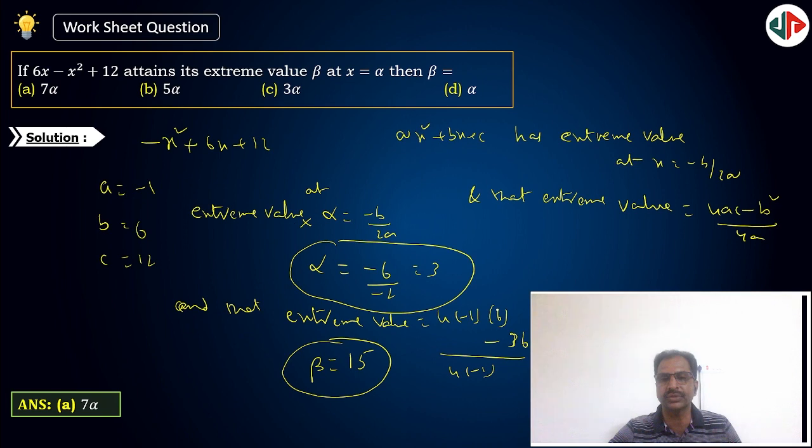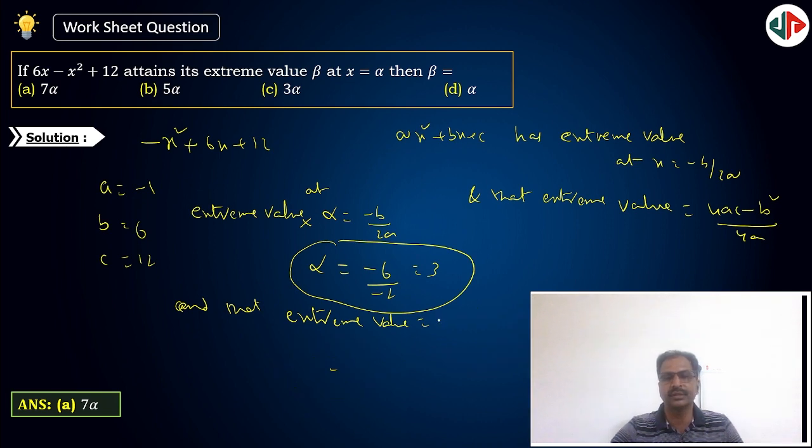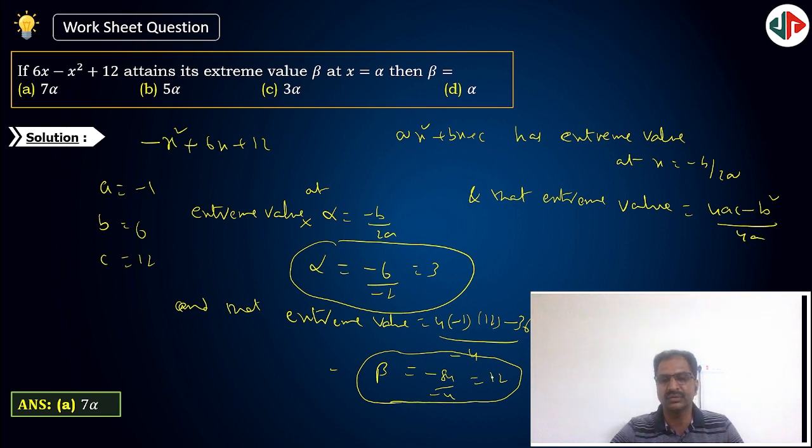Sorry, here 4AC, C is 12. So 4 into minus 1 into 12 minus b square, 36, by 4a is again minus. So minus 48 minus 36, minus 84 by minus 4, which is 21. Sorry, so beta is 21. So 21 is 7 times 3. So beta is equal to 7 alpha. Option A is correct.